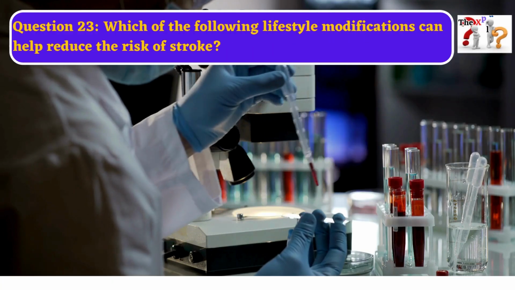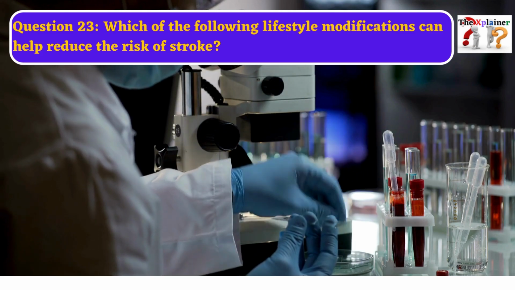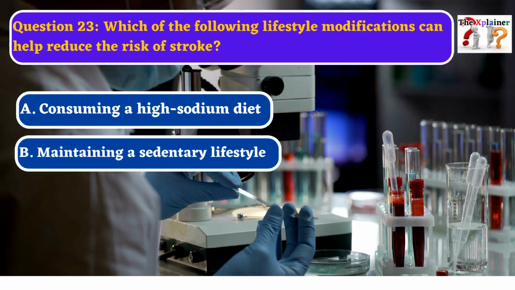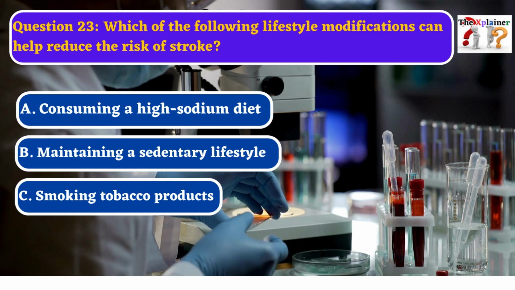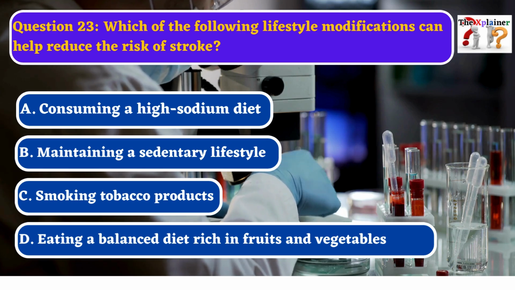Question 23. Which of the following lifestyle modifications can help reduce the risk of stroke? A. Consuming a high-sodium diet. B. Maintaining a sedentary lifestyle. C. Smoking tobacco products. D. Eating a balanced diet rich in fruits and vegetables.